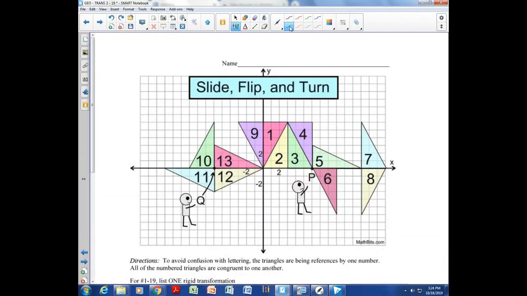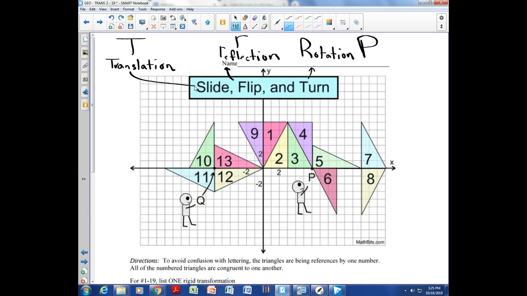Let's begin with the slide, flip, and turn page of your homework. Once again, we agreed that a slide was a translation, represented with a capital T. A flip would be a reflection, represented with a lowercase r. And a turn would be a rotation, represented with a capital R.